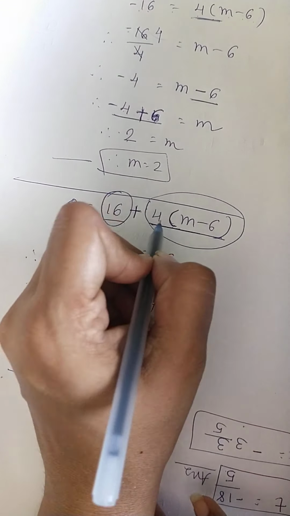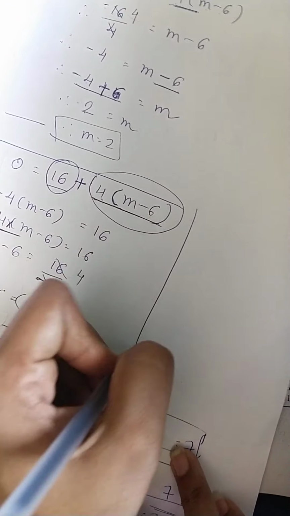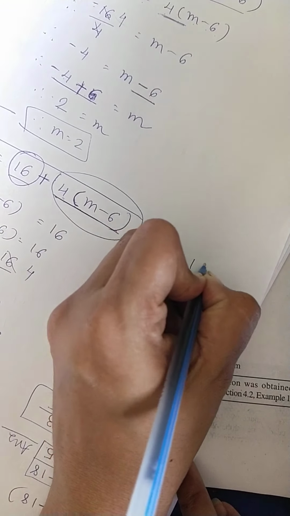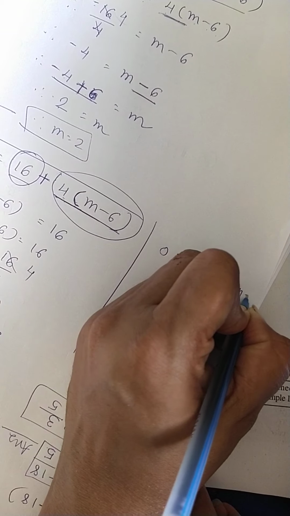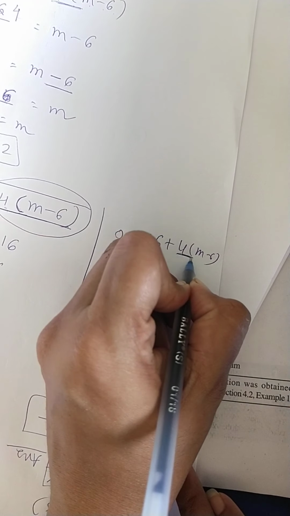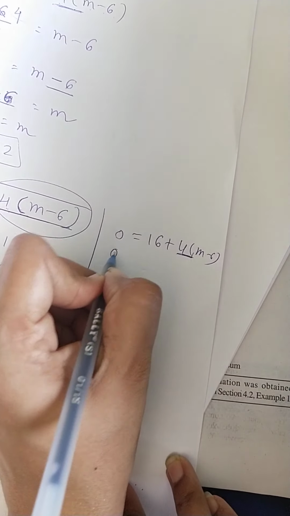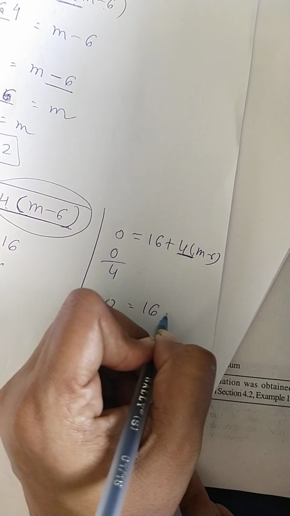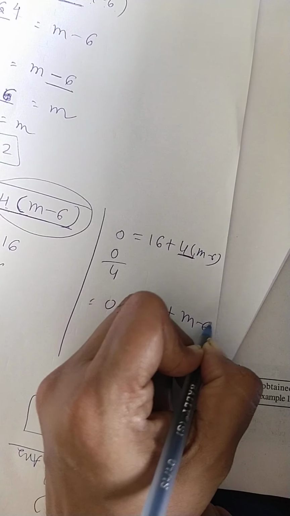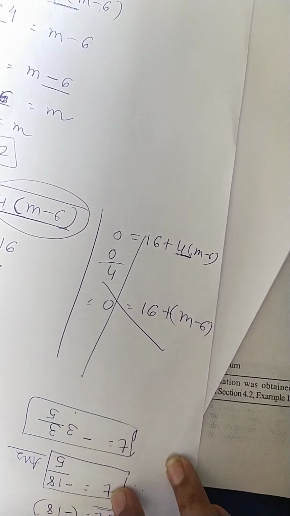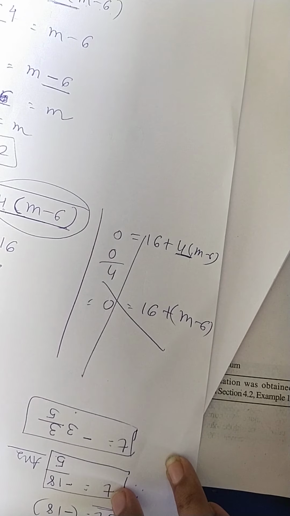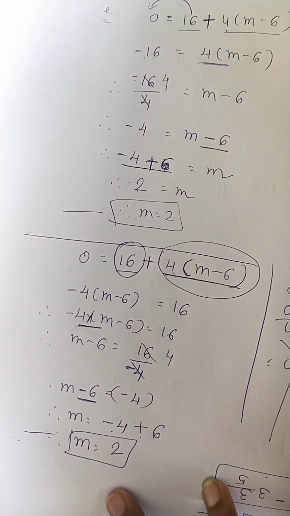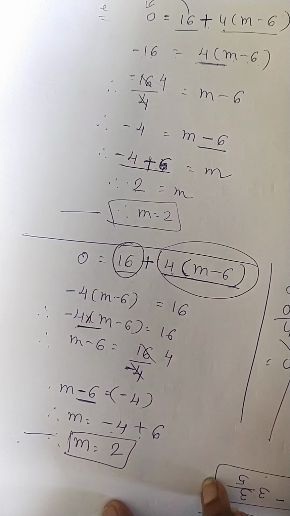But never make this mistake. In the first step you can't do it this way: 0 is equal to 16 plus 4 into m minus 6. What is the relation? Multiplication, side change, sign change. 0 by 4 is equal to 0 is equal to 16 plus m minus 6. You can't do it this way. So this way you have to complete your question number 3 in your notebook. Thank you.